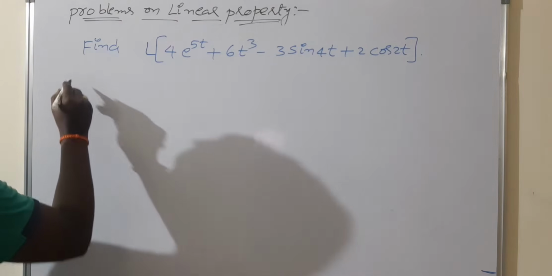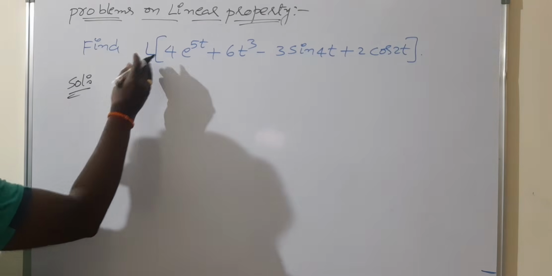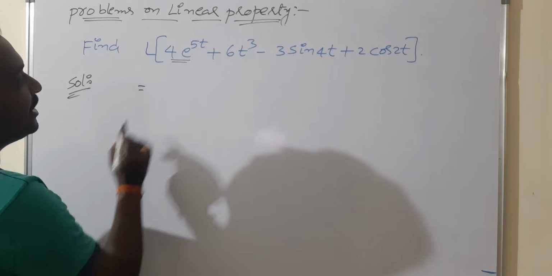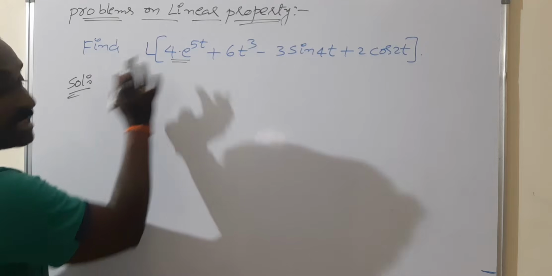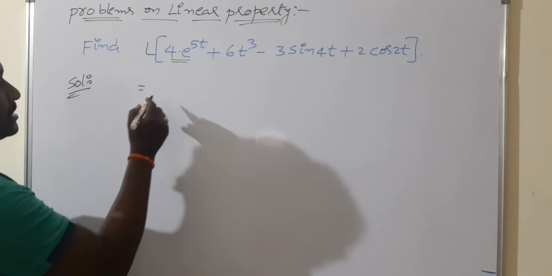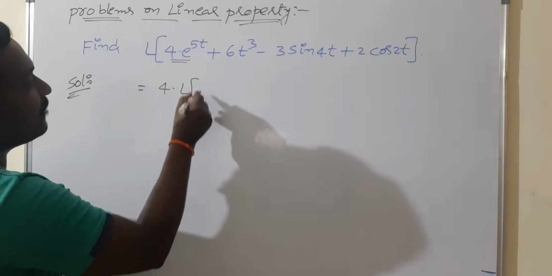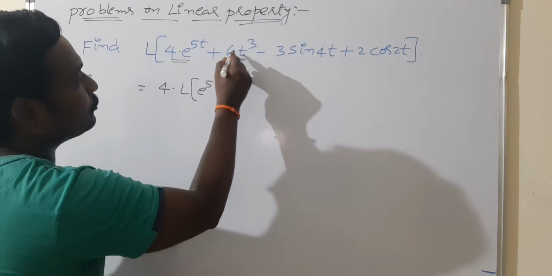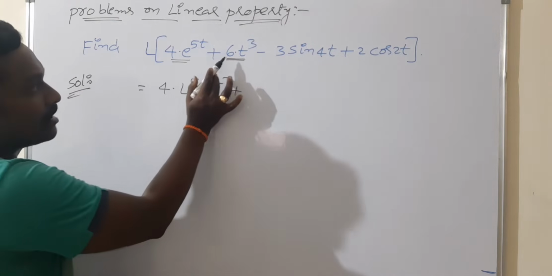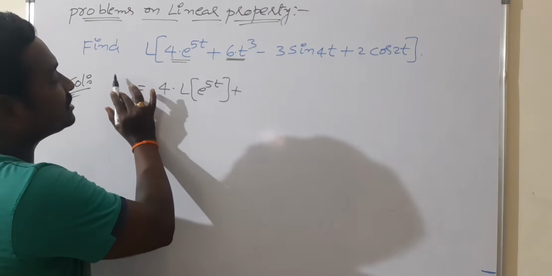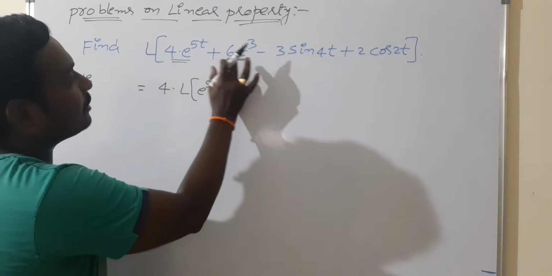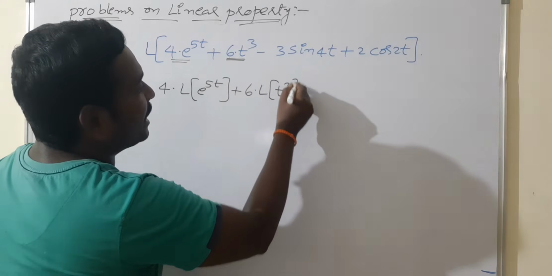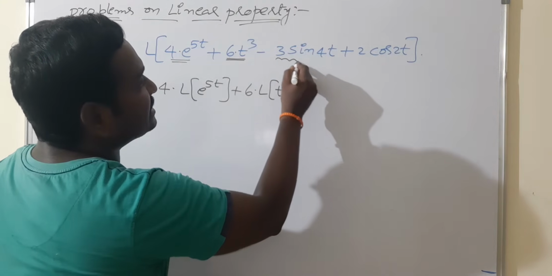Okay. See the solution. Take this function again. Here the first term is 4 into e power 5t. So 4 is the constant which is in the product, so take it outside from Laplace. So 4 into L of e power 5t. Plus, the second term is 6t cube. 6 is the constant, so take this 6 outside of the Laplace and just write Laplace of t cube. So 6 into L of t cube. Minus, again this term is 3 sin 4t.